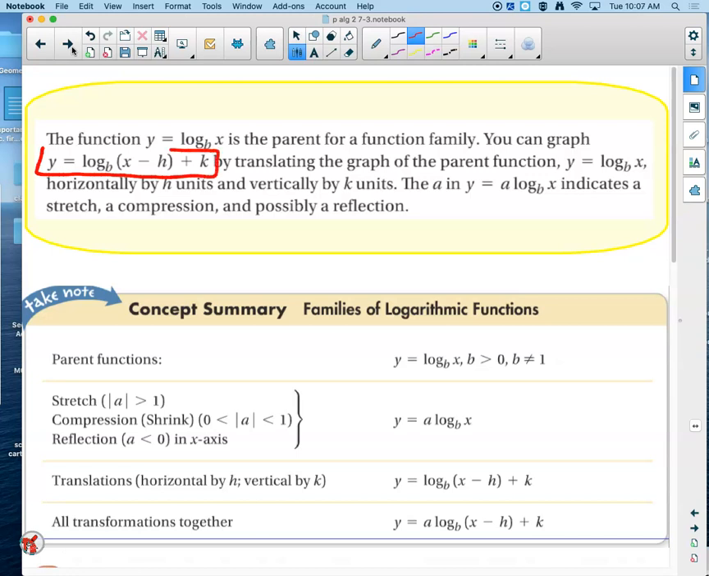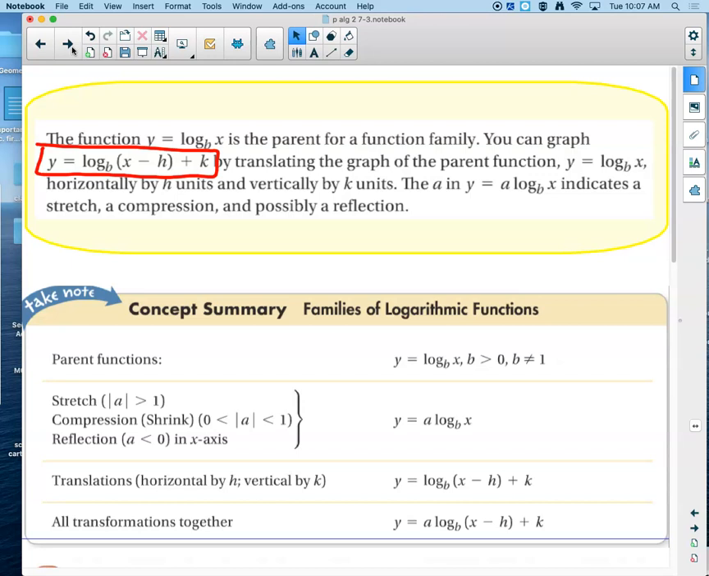Y equals logarithm base b of the quantity x minus h plus k, leaving h and k off to start with. We're going to make our nice little table like we always do, and then we'll go ahead and move it h and k units. So we'll translate the graph of the parent function h units horizontally, k units vertically. And the a in front of this whole thing is still the a that we've always known.